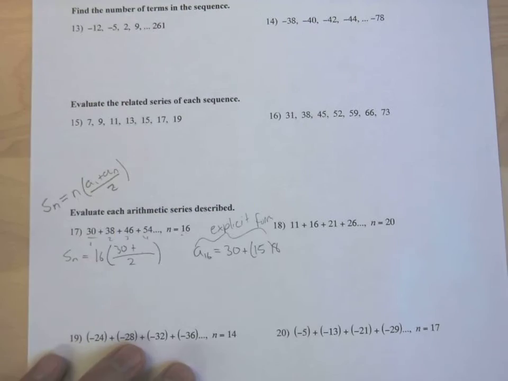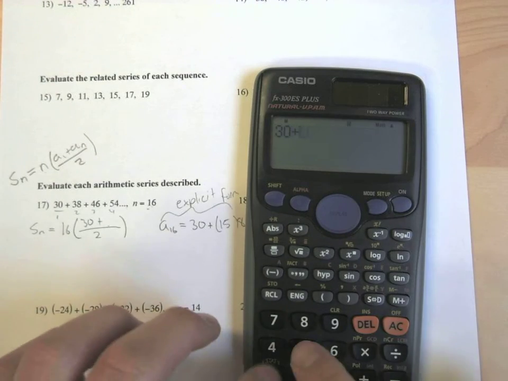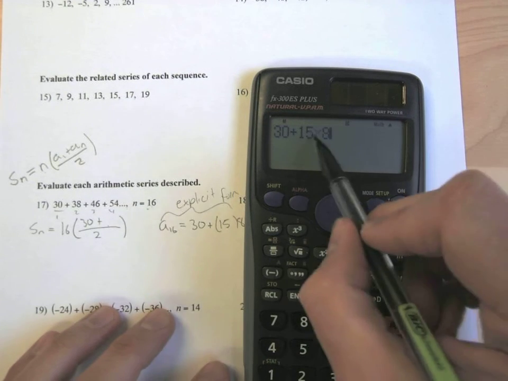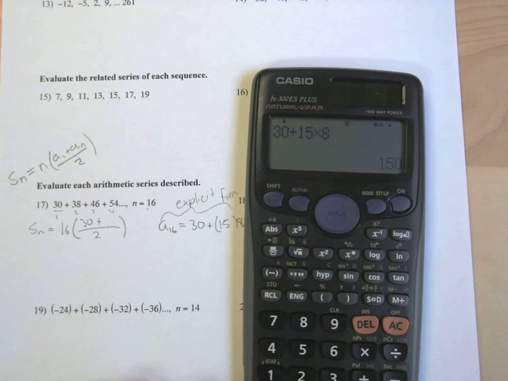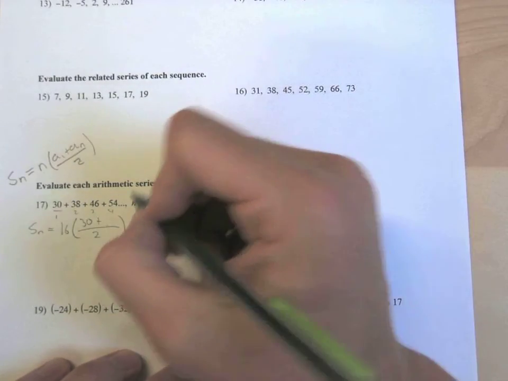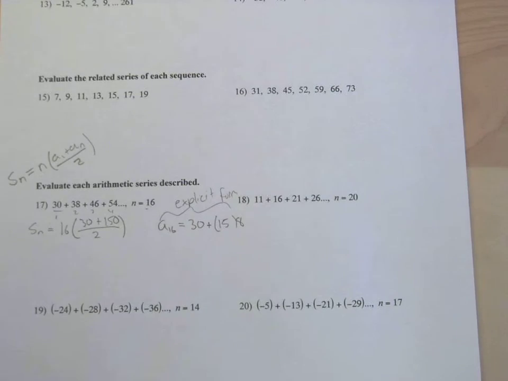Right? So no worries, we can do that. So let's figure out what that last term is. We're going to do 30 plus 15 times 8. Now, order of operations, our calculator is going to know to multiply these first before they add, because that's PEMDAS. So we're good there. So 150 is the last term, the 16th term. Okay, so now I have the piece that I need to finish the formula.